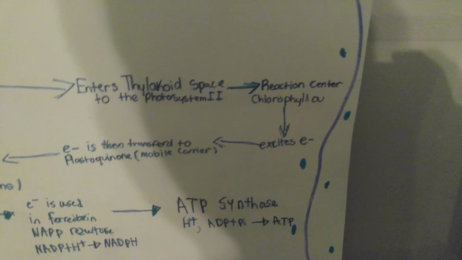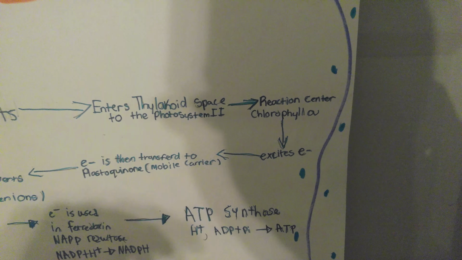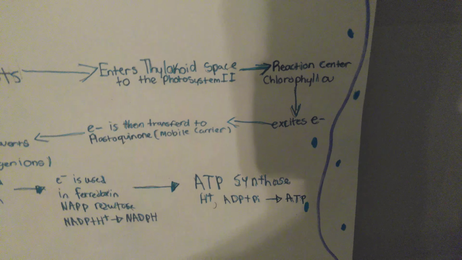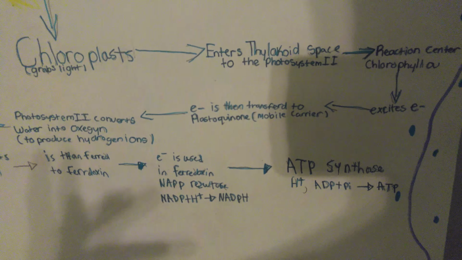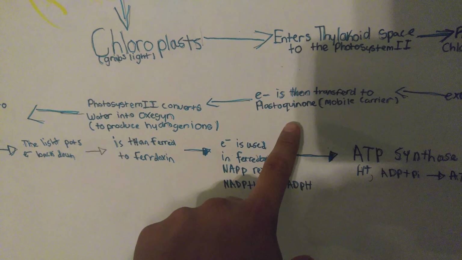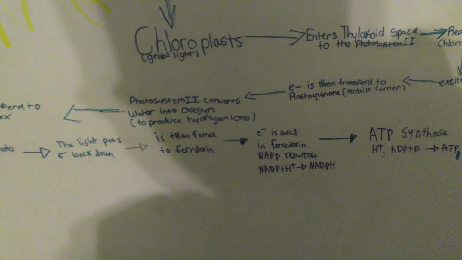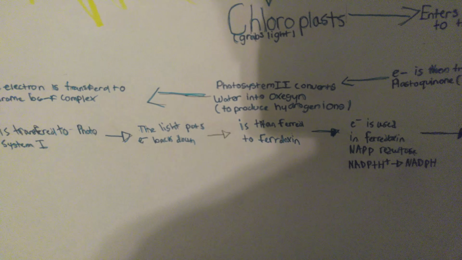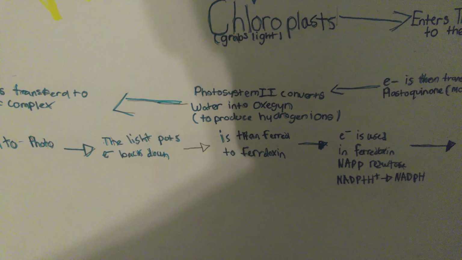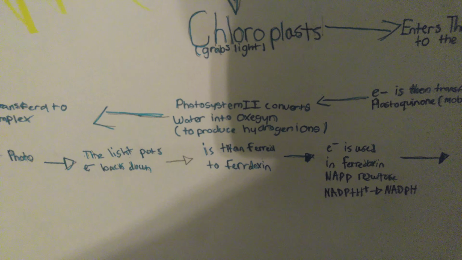And when it goes through that, it excites the photon, and then when it is excited it is transferred onto a mobile carrier, and this one's called plastocyanin. And then after that photon leaves, the photosystem converts water into oxygen.